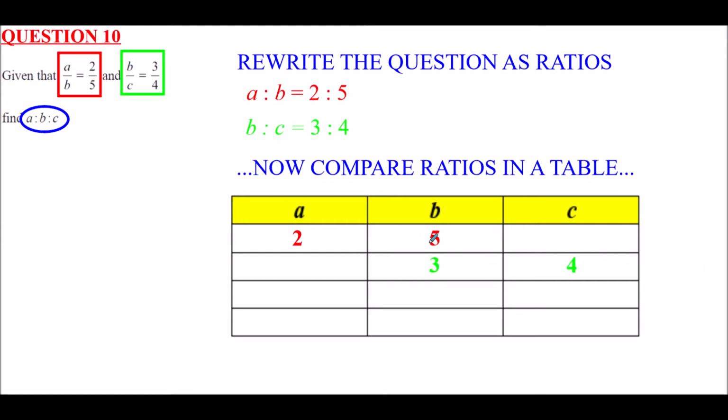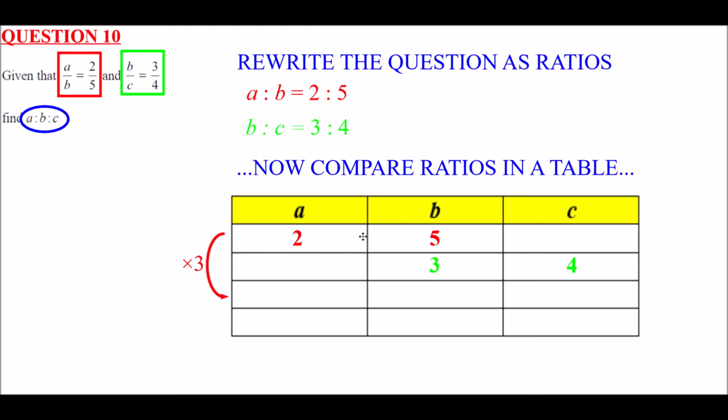Now I have to keep them on separate lines because you can see the b numbers don't match. 5 isn't the same as 3, so I've got to keep these separate. But we can change that. How could I get 5 and 3 to be the same number? What number could I multiply each by? Well, the lowest common multiple of 5 and 3 is 15. So I can multiply this top line by 3, then I'll get b as 15, and I can multiply this one by 5, which again will give me a b number of 15 too.